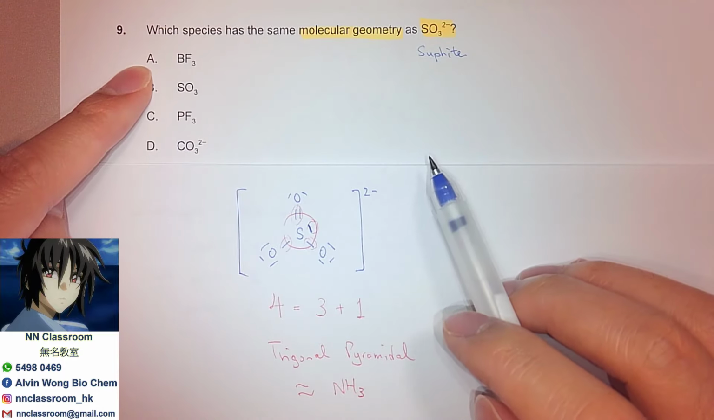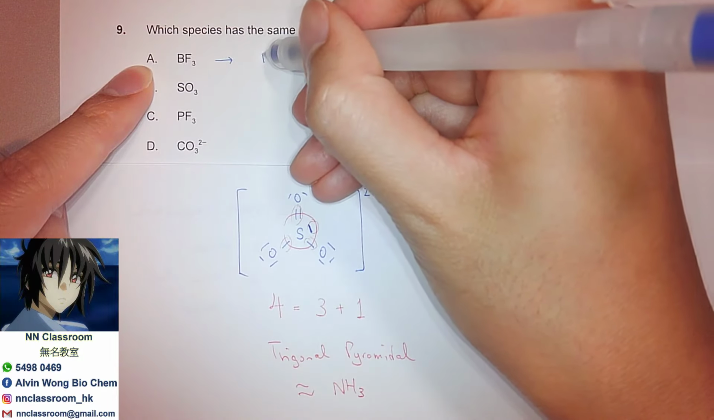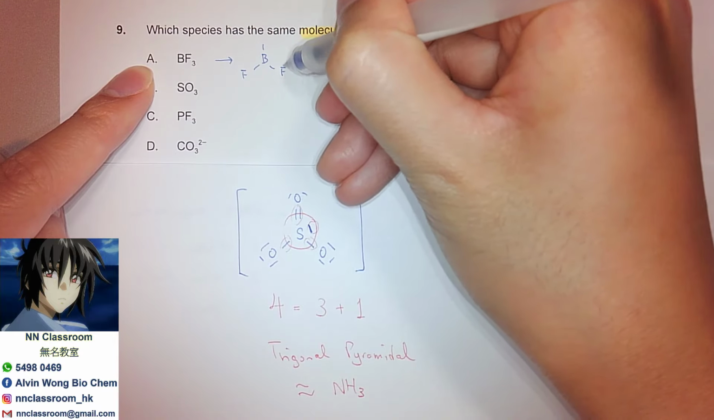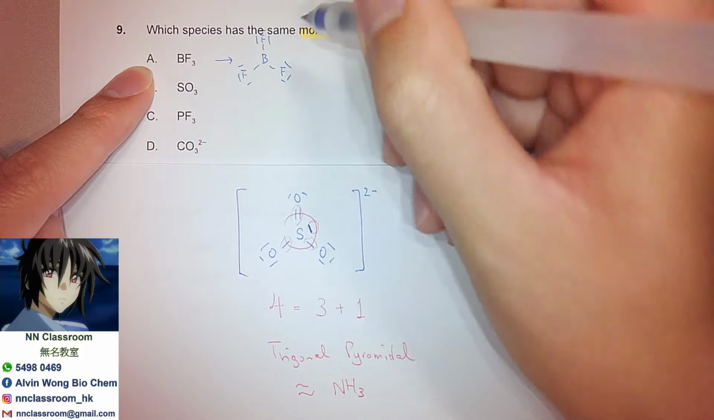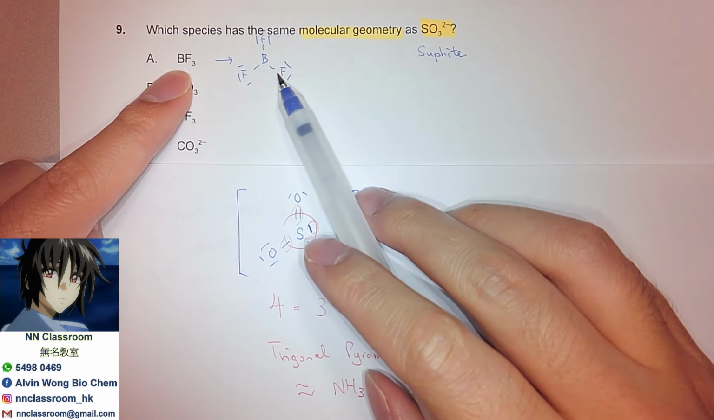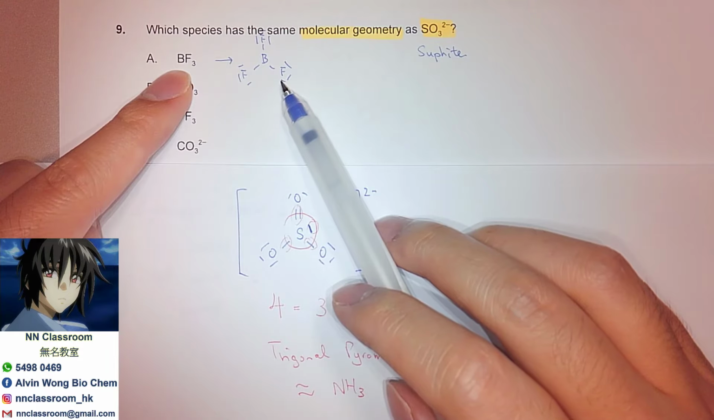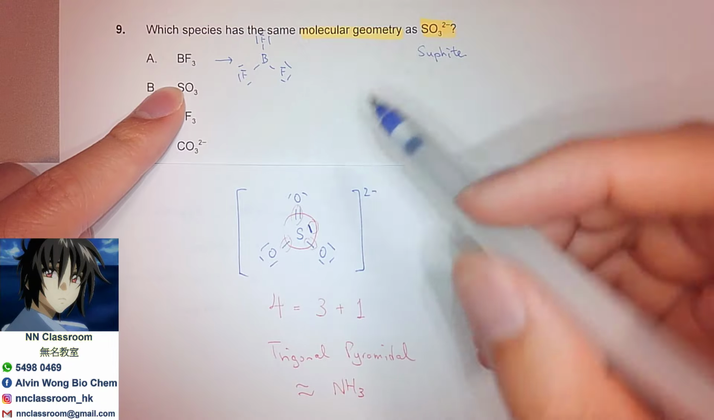The first one, BF3. First of all, again, the Lewis structure. Boron comes in the center with 3 fluorines adjacent, and all the fluorines have lone pairs. Boron has already used all its electrons to form the bonds. Although it is not an octet structure, this is still the only possible Lewis structure.